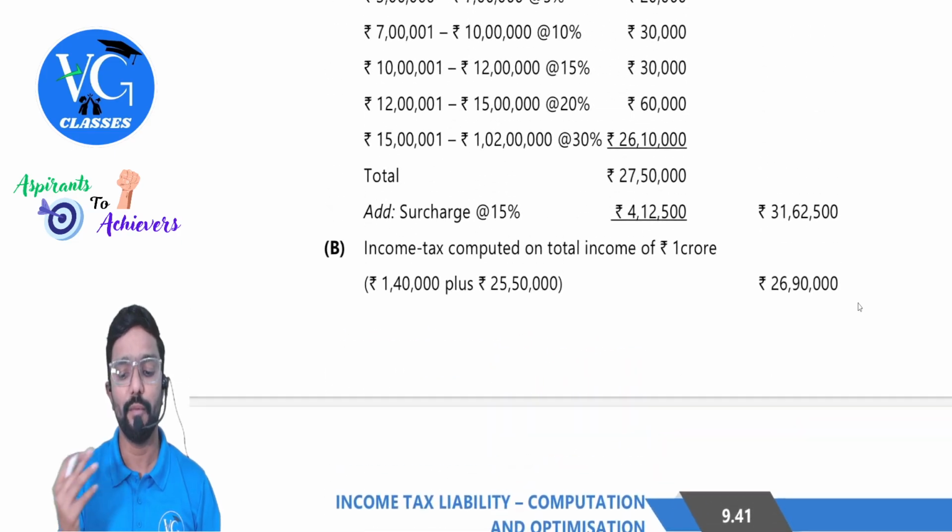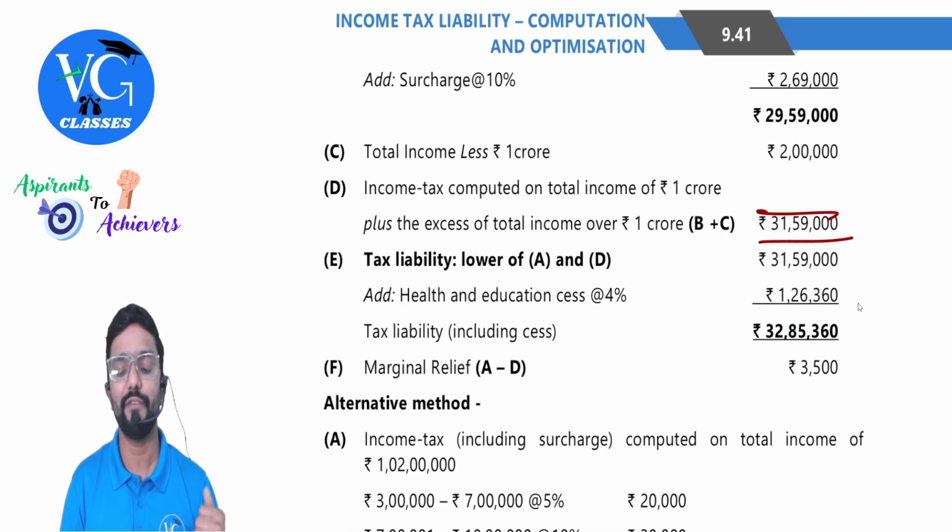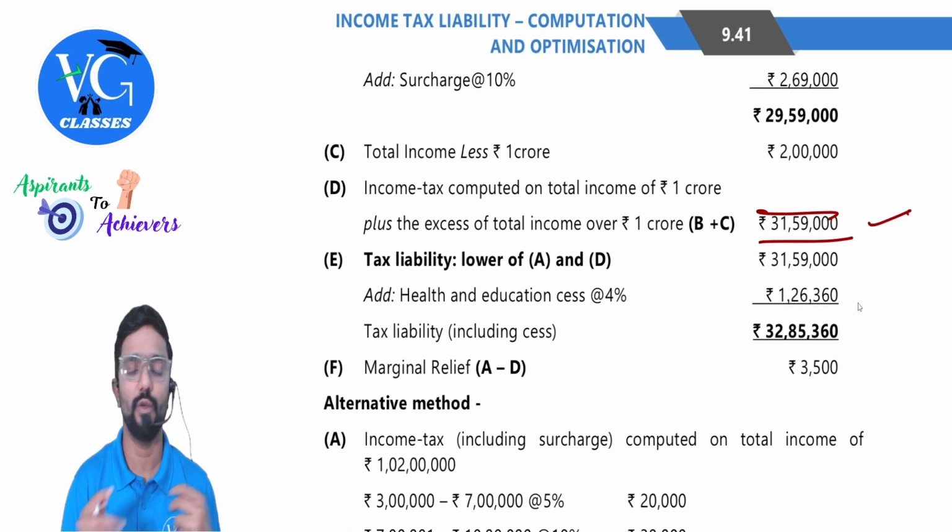Now which one should you pay? Both are? No, sir. Whichever is lower. 31 lakh 62,500 or 31 lakh 59,000. Whichever is lower. Sir, this is lower. That means will the assessee get a relief? Yes.